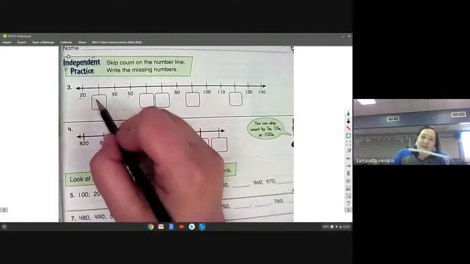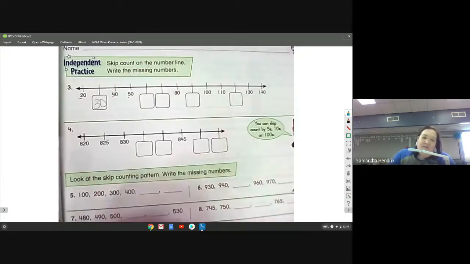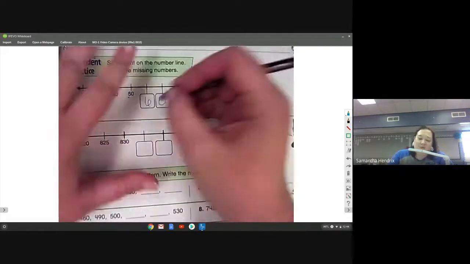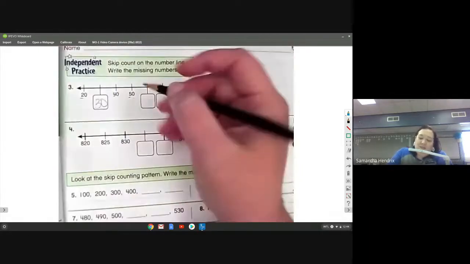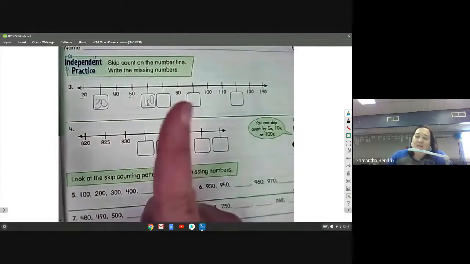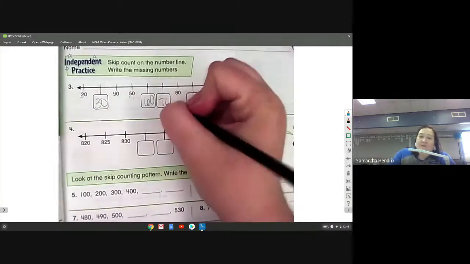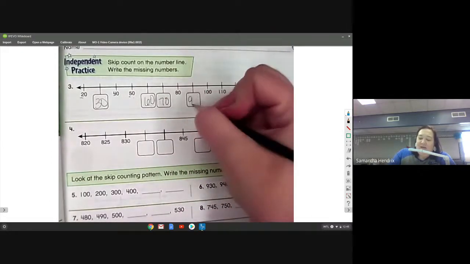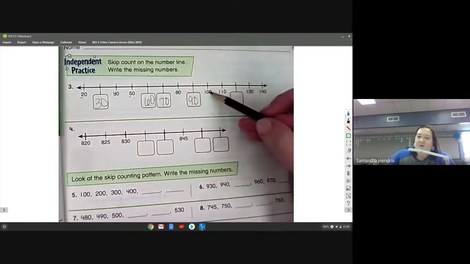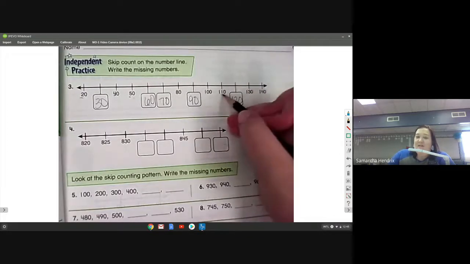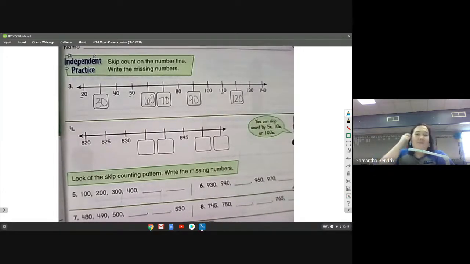So 20, 30, 40, 50, 60. Okay, I want you to pause and do the rest, and then unpause and watch, okay? So go ahead and pause. So you should have written in 70, 80, 90. Then we have 100, 110, 120. Those tens have started going up. They're going up by ones, okay?